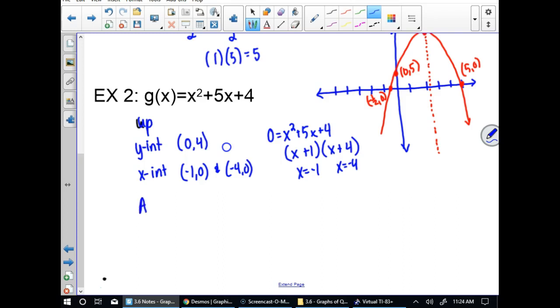Now you've got a couple options for your axis of symmetry. You could look at the point halfway between, which is not too bad. Or, in this case, since I do have this in standard form, sometimes I'll use x equals negative b over 2a. So negative b, b is 5, over 2 times 1. We'd get x equals negative 5/2, or negative 2.5 as a decimal. Or you could add these two together, negative 1 plus negative 4, divide by 2. You also get negative 5/2.